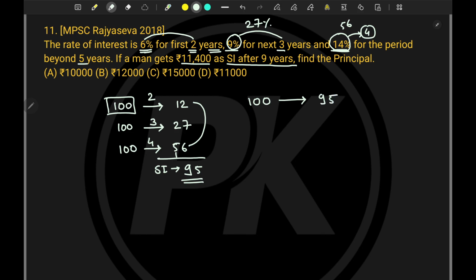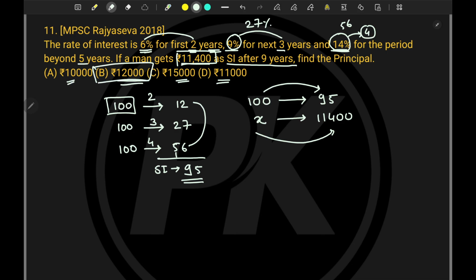So for a principal of 100, the simple interest earned is 95 rupees. Then for how much principal can that person earn 11,400 of simple interest? Here the calculation is very simple. It is 95 percent, and 95 percent of the amount will become 11,400. So it is simply 12,000. It is a simple calculation. 11,000 is not possible, 15,000 is not possible, 10,000 is not possible, so simply 12,000 is the option.